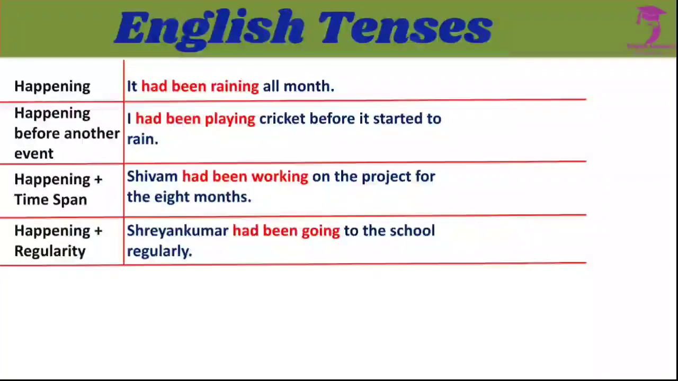Another situation is a happening with regularity or consistency. Here we have an example: Shran Kumar had been going to school regularly. So friends, with the help of all these examples, we can understand the usage of past perfect continuous tense in our day-to-day life.